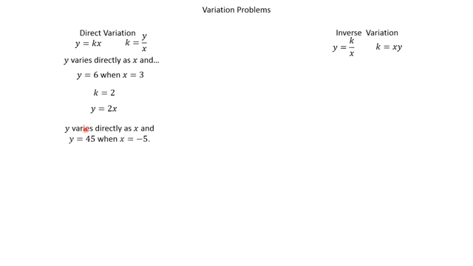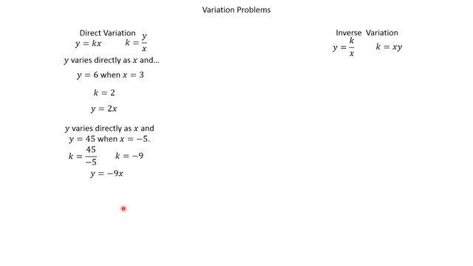So looking at another one, y varies directly as x, and y equals 45 when x equals negative 5. So y varies directly as x says we have direct variation. It's going to look like this. So k equals y over x. So plug in to find k. 45 divided by negative 5 is negative 9. And just plug this into the equation.